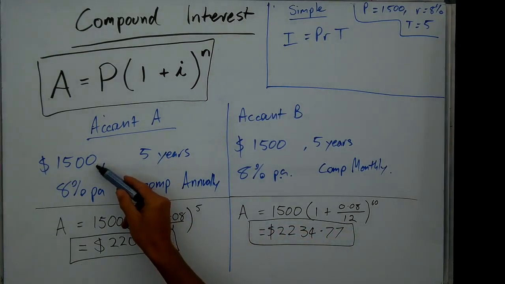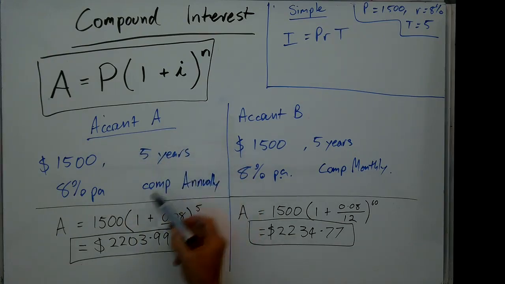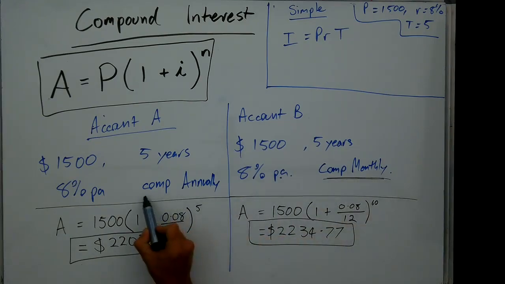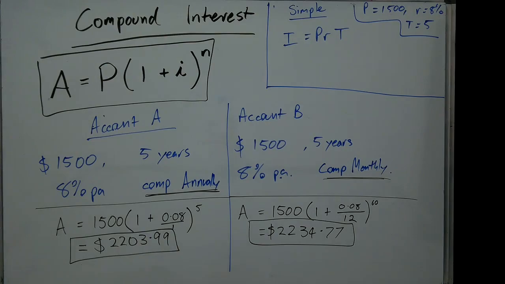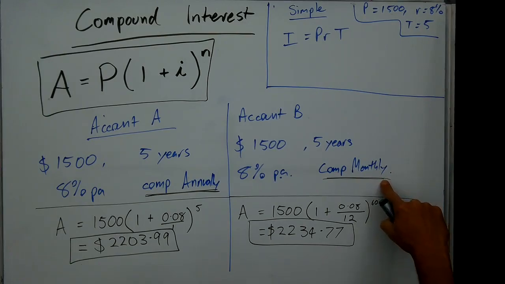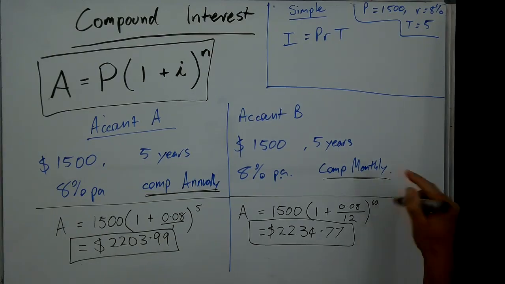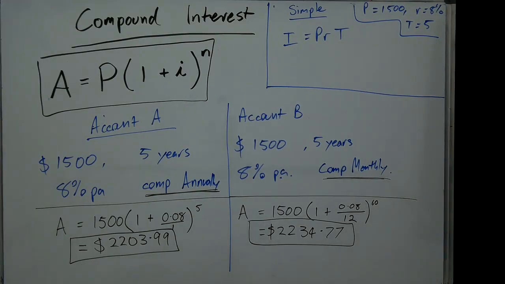So it was the same amount, for the same length of time, the same rate. The only thing that was different was how often that little bit of interest was added and put into the account. So because this one compounded monthly, we ended up with about $30 more, just over $30. And that's because although each monthly amount of interest was smaller, it got added in to the account, which meant that that small amount kept growing each time.